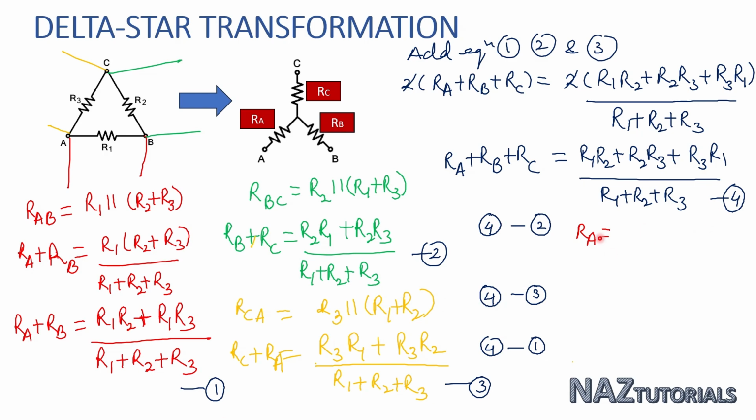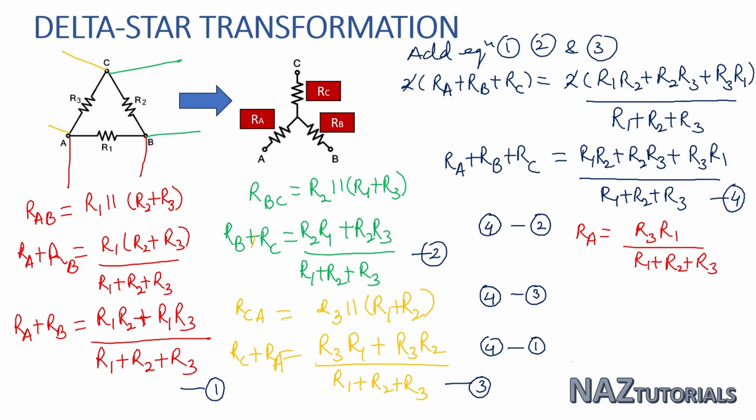This is equation 4, this is our equation 2. From the left side we get RA, and from the right side R2 R1 and R2 R3 will be subtracted, these two values, so you will get R3 R1 divided by R1 plus R2 plus R3. So this is R3 R1 divided by R1 plus R2 plus R3, and you can see 4 minus 3.